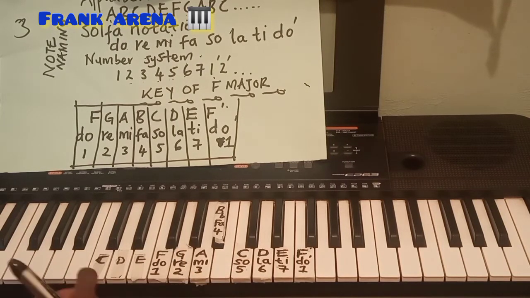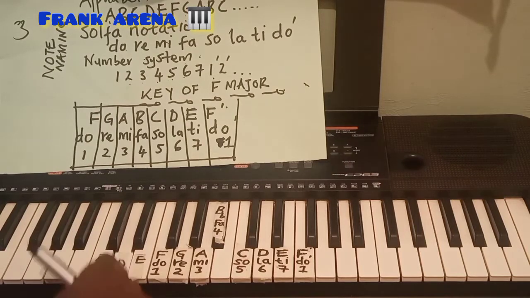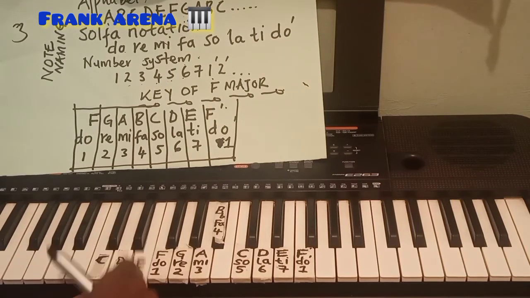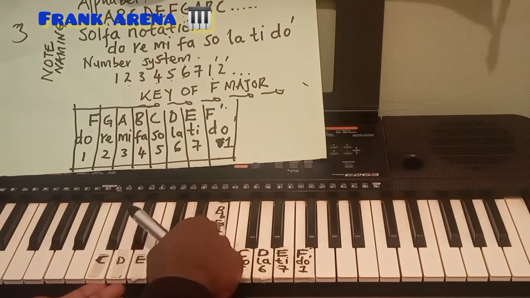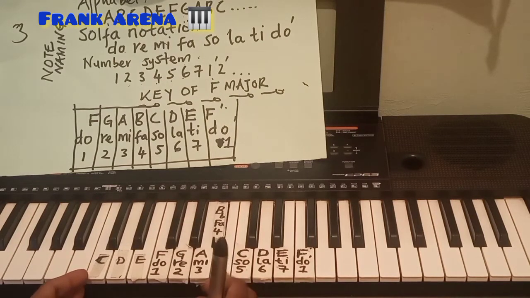Those 12 notes, you can see we have this one, this one, this one, this one, 1, 2, 3, 4, 5, 6, 7, 8, 9, 10, 11, 12. So these 12 notes make up what we call an octave. So the keyboard is just repetition of those octaves.